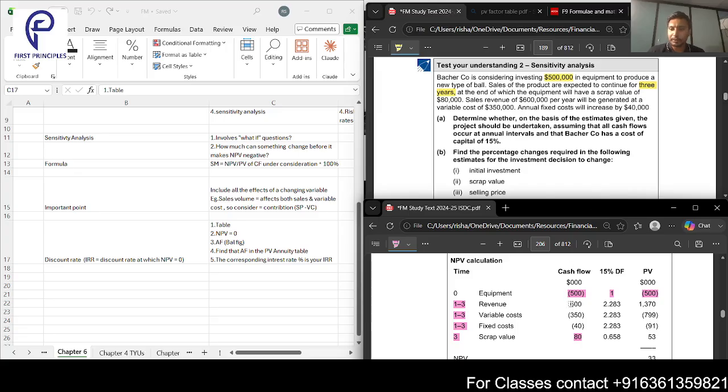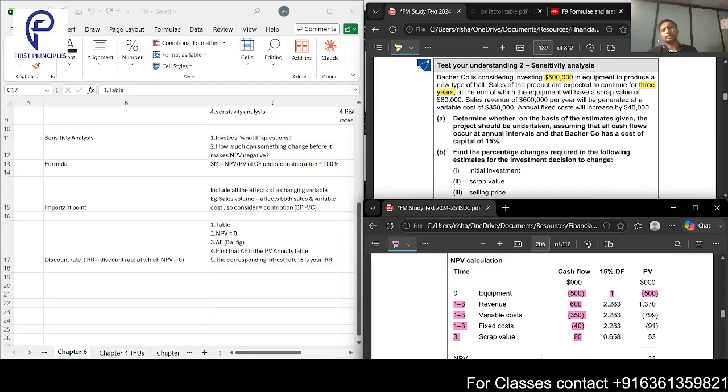will be 350. So we have 600 as sales, 350 as variable, and our fixed cost will increase by 40,000. That is all the cash flow. And we got equipment 500,000, revenue 600,000, variable cost 350, fixed cost 40, and scrap value 80. Okay, so these are all the cash flows.